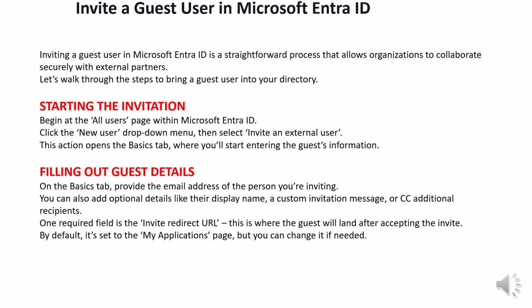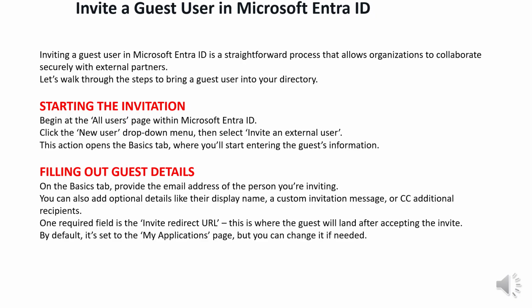Inviting a guest user in Microsoft Entra ID is a straightforward process that allows organizations to collaborate securely with external partners. Let's walk through the steps to bring a guest user into your directory. Starting the invitation. Begin at the All Users page within Microsoft Entra ID. Click the New User drop-down menu, then select Invite an external user. This action opens the Basics tab, where you'll start entering the guest's information.